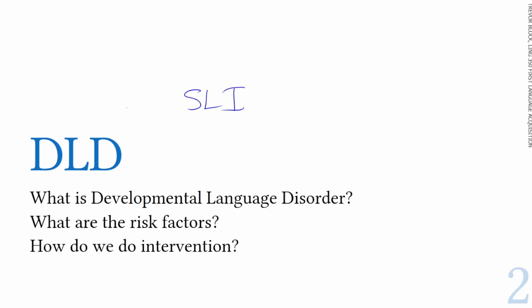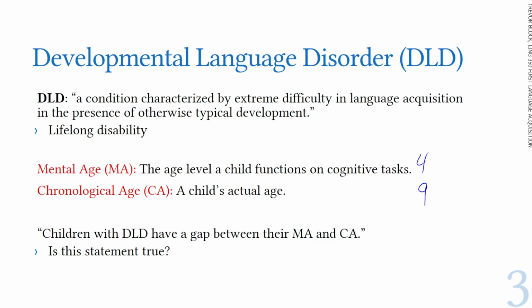So we're going to start with DLD, which is developmental language disorder. This was commonly known as SLI, or specific language impairment, before, but now the term that is used is DLD. So if you see SLI, just know that's a little bit older. Some people still do use it, but DLD is the same thing. It's a condition characterized by extreme difficulty in language acquisition in the presence of otherwise typical development. So it's like a lifelong learning issue where some people have extreme difficulties in language acquisition.